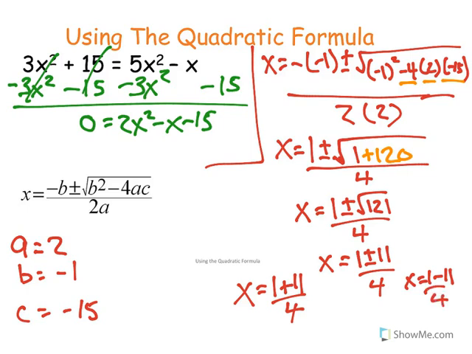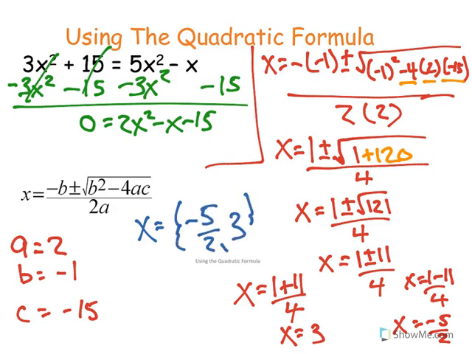So 1 plus 11 is 12, divide 4 means one root is 3. 1 minus 11 is negative 10, divide 4 is negative 10 fourths, which we can call negative 5 halves. So I'll write out my solution set up here. Right, so one root is going to be negative 5 halves, and the other one is 3.